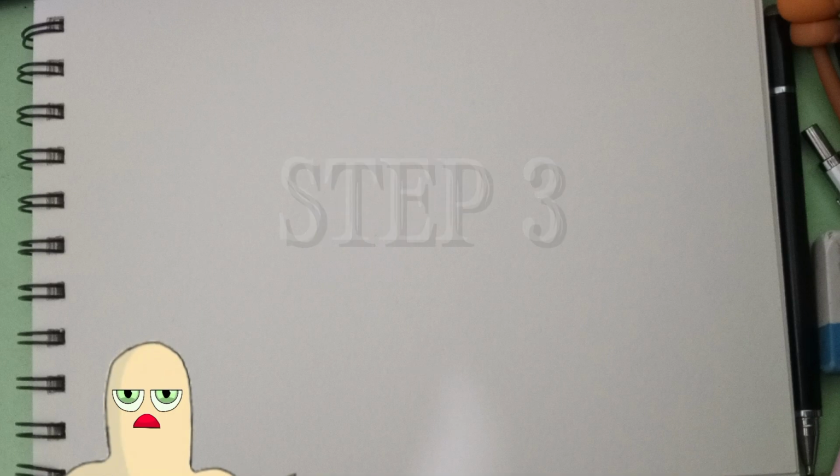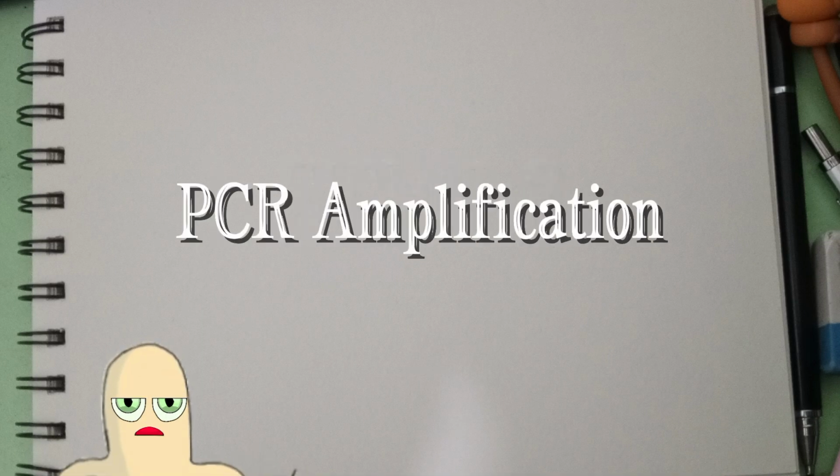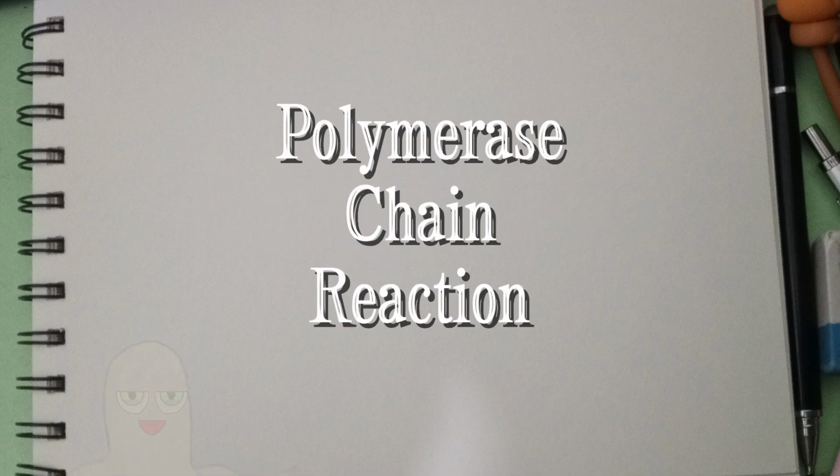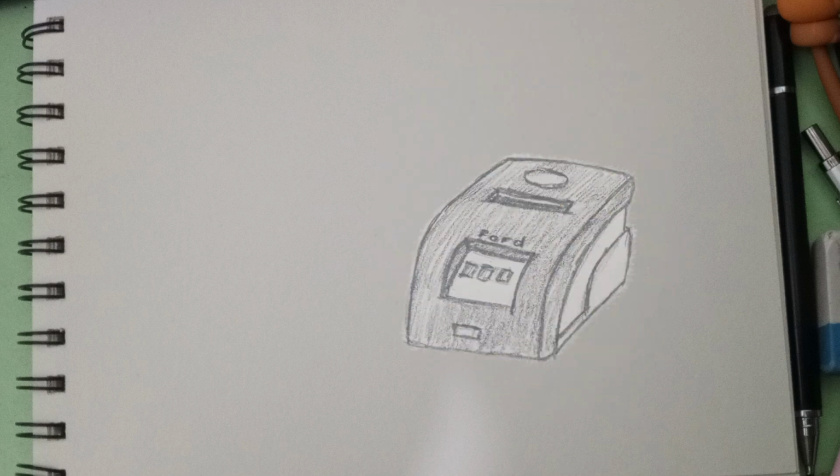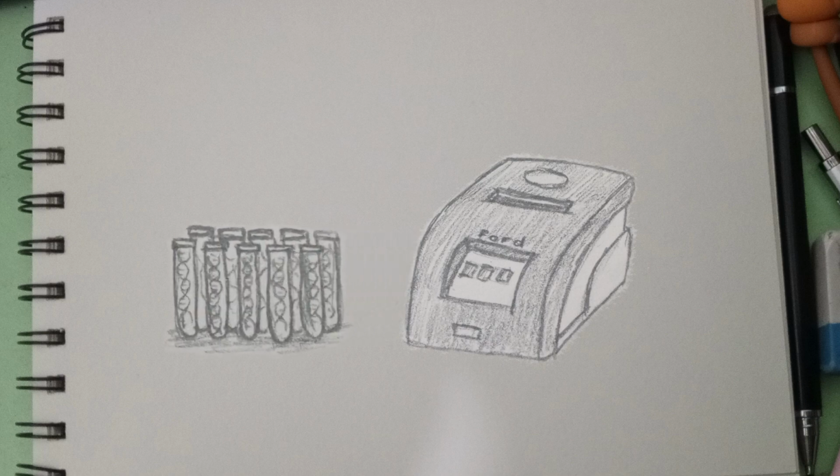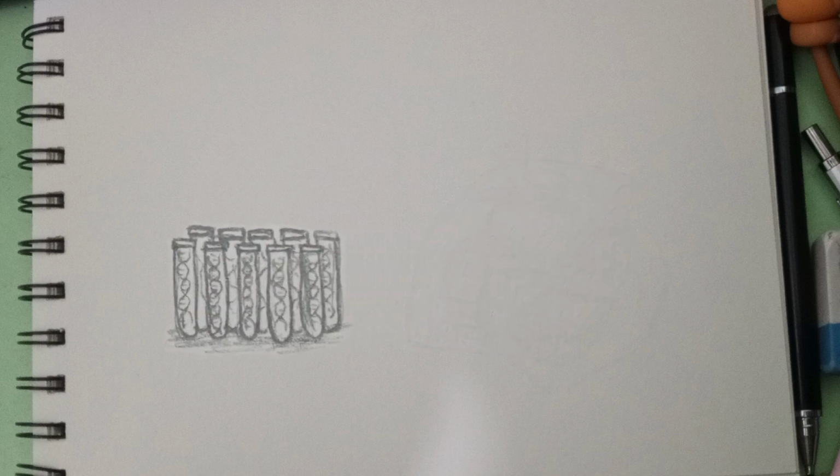Step 3. PCR amplification. The third step is PCR amplification. PCR, or polymerase chain reaction, is a powerful tool that enables us to make millions of copies of the target gene. By amplifying the ostrich gene, we ensure that we have enough material for the final step, inserting it into the chicken DNA.